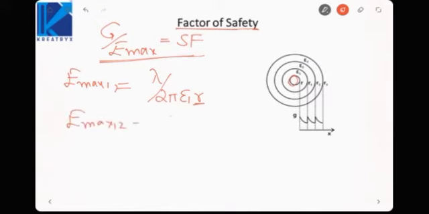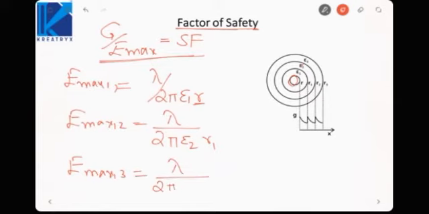Emax 2 will be lambda by 2 pi epsilon 2 r1. The inner radius for material 2 is r1. Emax 3 will be lambda by 2 pi epsilon 3 r2, because the inner surface of epsilon 3 will be at radius r2. Now Emax can be written as g by factor of safety: g1 by f, g2 by f, g3 by f. Here I have kept the factor of safety the same for all the materials.